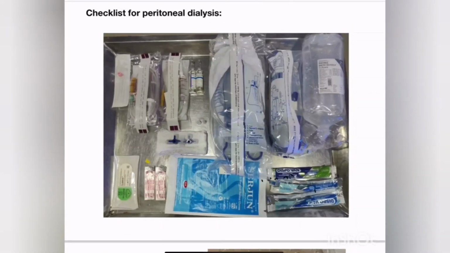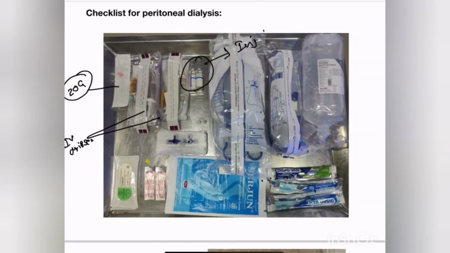Peritoneal dialysis. First, we will see the checklist for peritoneal dialysis. This includes one IV cannula, 20 gauge, or 16 to 20 we can use, and we need IV drip sets and injection KCL. This is a urometer. This is a bio set or pediatric drip set.